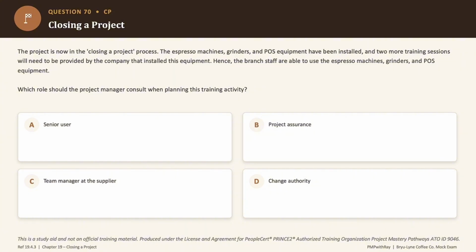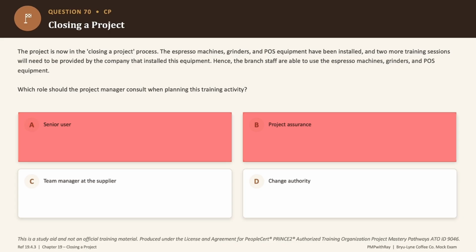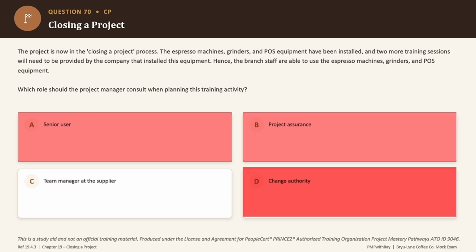Right. So option A, senior user has no direct hand in arranging supplier training sessions. So option A is incorrect. Moving on, option B, project assurance advises on compliance and it does not coordinate hands-on training delivery. So an incorrect answer choice as well. Option D, change authority only gets involved when something needs approving as a change and nothing is definitely changing here per se. Okay, so option D is incorrect as well. So the correct answer is option C.